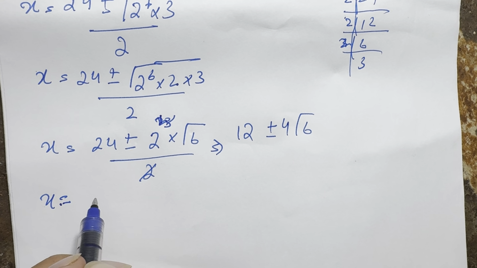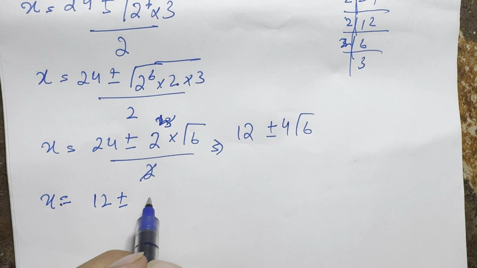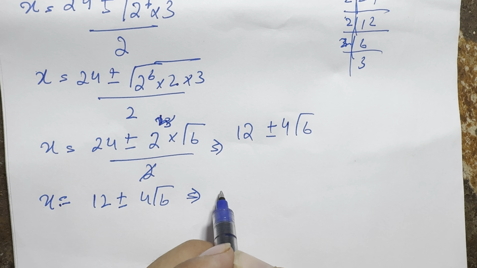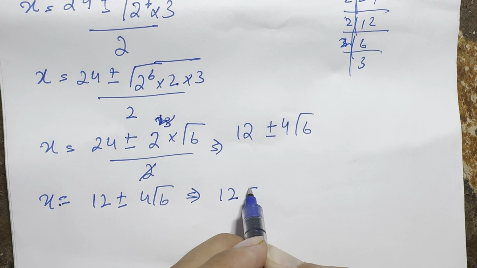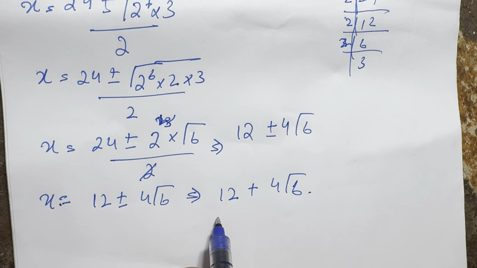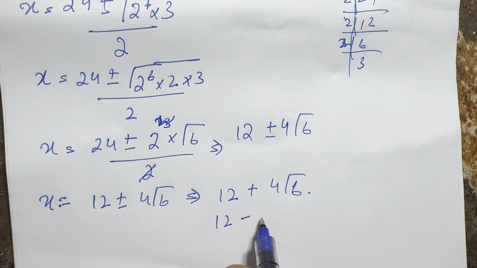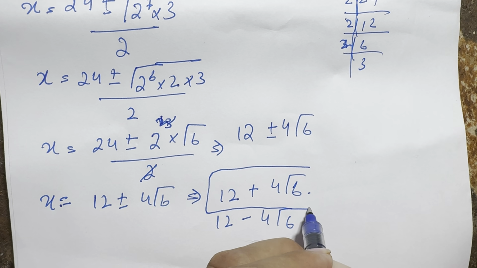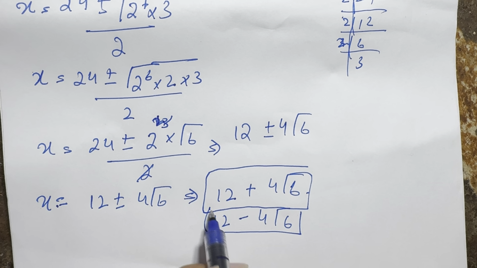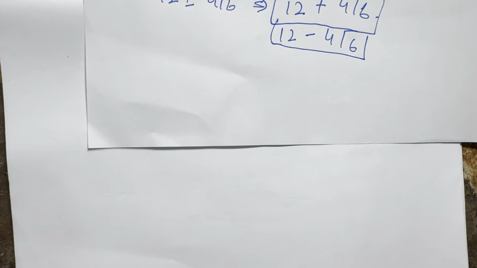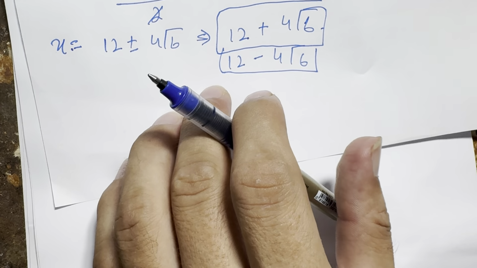Okay, so the possible values of x are 12 plus minus 4 under the root 6. So one possible value is 12 plus 4 under the root 6, and the other possible value is 12 minus 4 under the root 6. Okay, now I can write this.